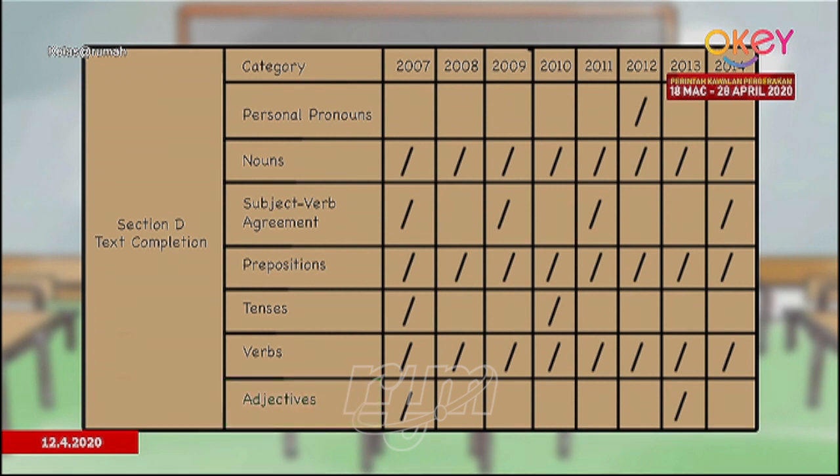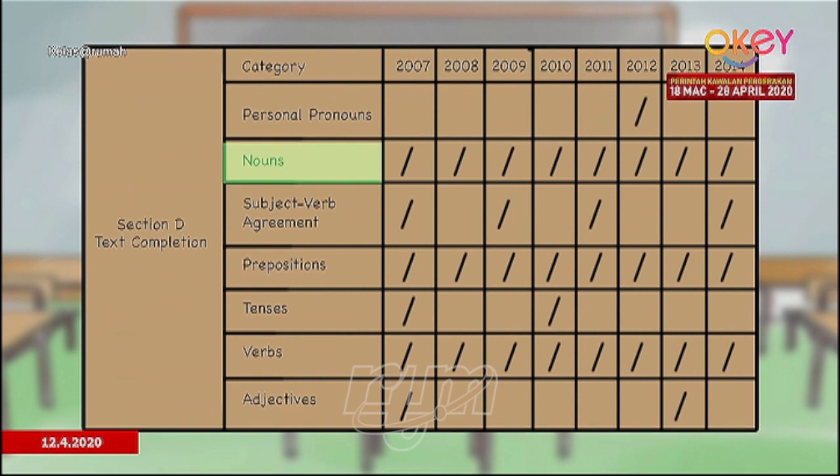Out of these grammar items, nouns, prepositions, and verbs were asked every year. This means you have to pay attention to these grammatical items in order to score for this section. Next, subject-verb agreement also appeared a number of times. It had appeared in 2007, 2009, 2011, and 2014. Tenses, adjectives, and personal pronouns appeared the least number of times based on this table. So do focus on these 4 grammatical items when you do your revision for Section D.